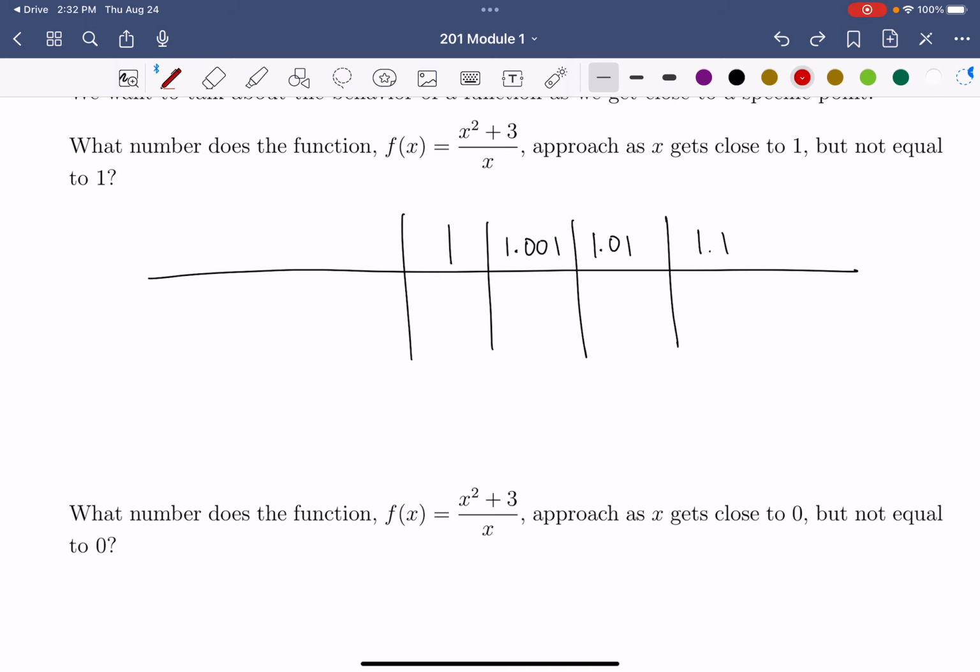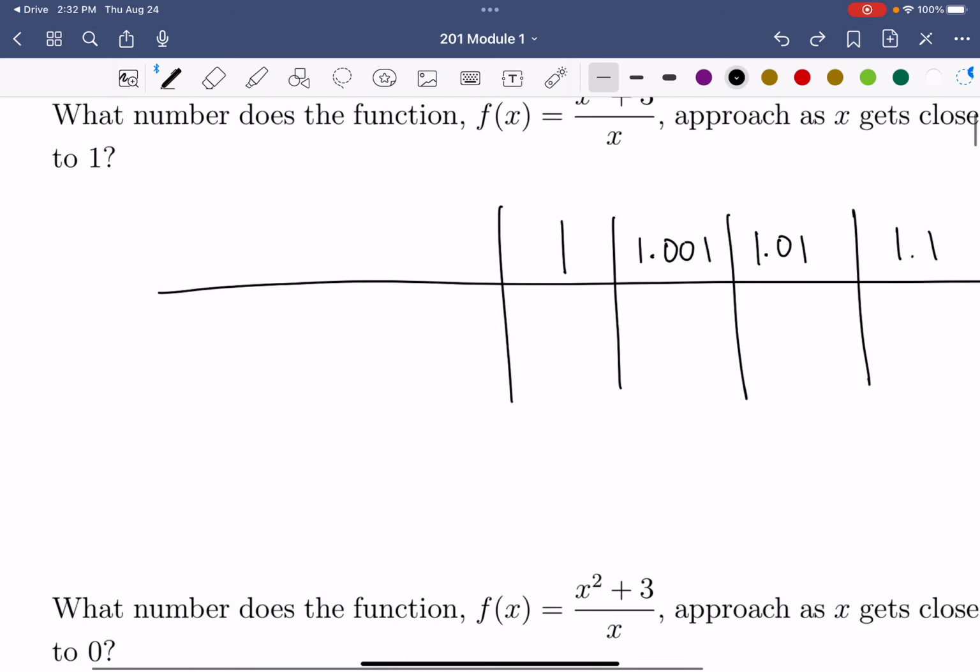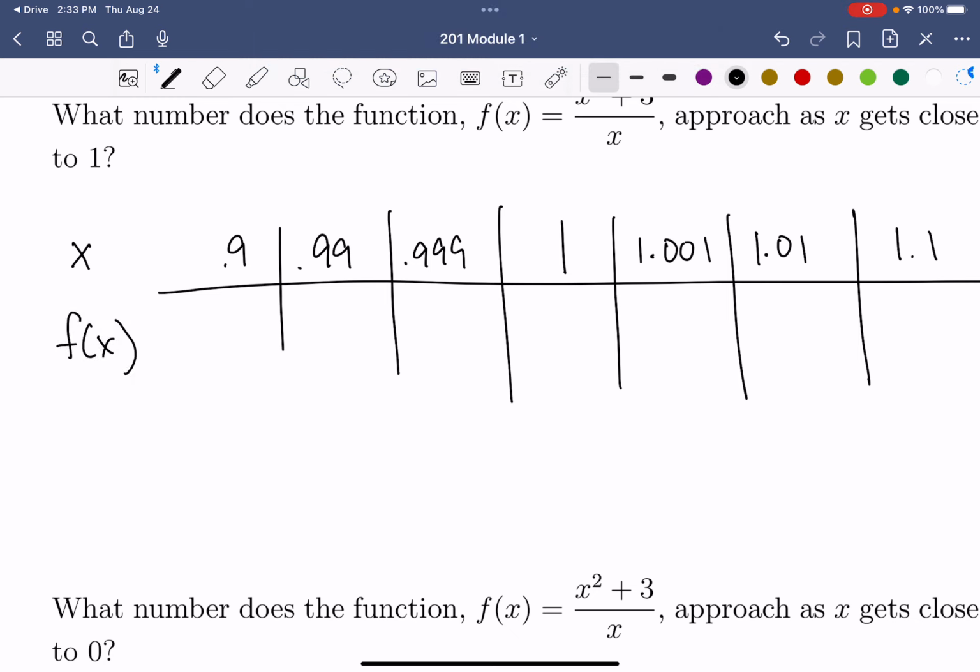Now, if I do the same thing on the other side, I want to go down, or less a tenth. So 1 minus a tenth gives you 0.9. So I'm going to put that over here. Minus a hundredth would give you 0.99. And minus a thousandth would give you 0.999. Okay. So now, these are x values up top, and I'm going to put function values on the bottom.